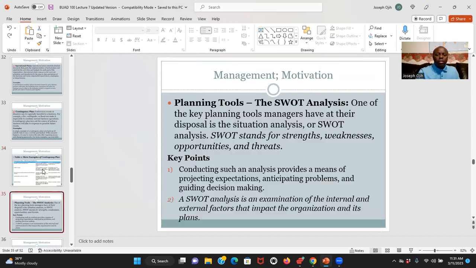So one planning tool we use a lot is called a SWOT analysis. It stands for strengths, weaknesses, opportunities, and threats. So when a company conducts a SWOT analysis, they are providing a means of projecting expectations, anticipating problems, and guiding decision making. With a SWOT analysis, they can examine the internal and external factors that impact the organization.